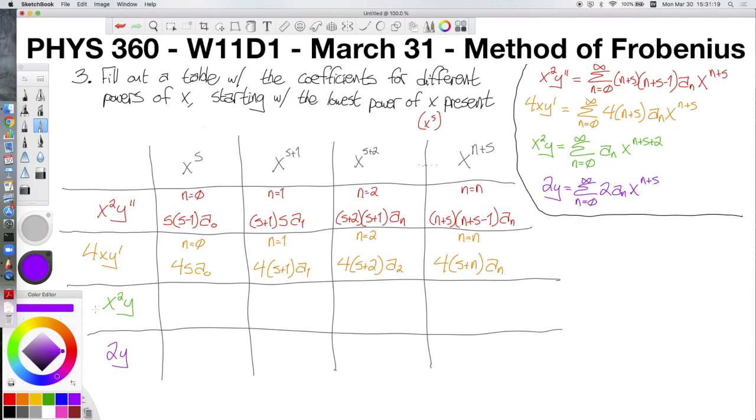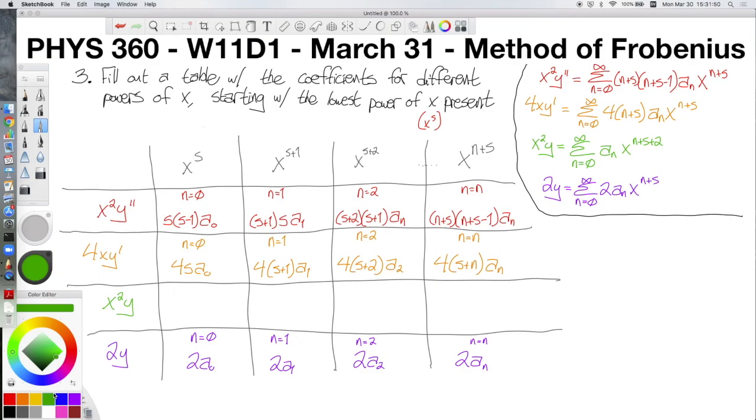I'm going to skip the green row for now, and we'll come back to that one, and let's just jump right down to the last row. This one's pretty straightforward. n equals 0 will give us our first term, which has a coefficient of 2a naught. n equals 1 gives us our second term, which has a coefficient of 2a1. n equals 2 gives us our third term, which has a coefficient of 2a2. And n equals n gives us our last term and gives us a coefficient of 2an.